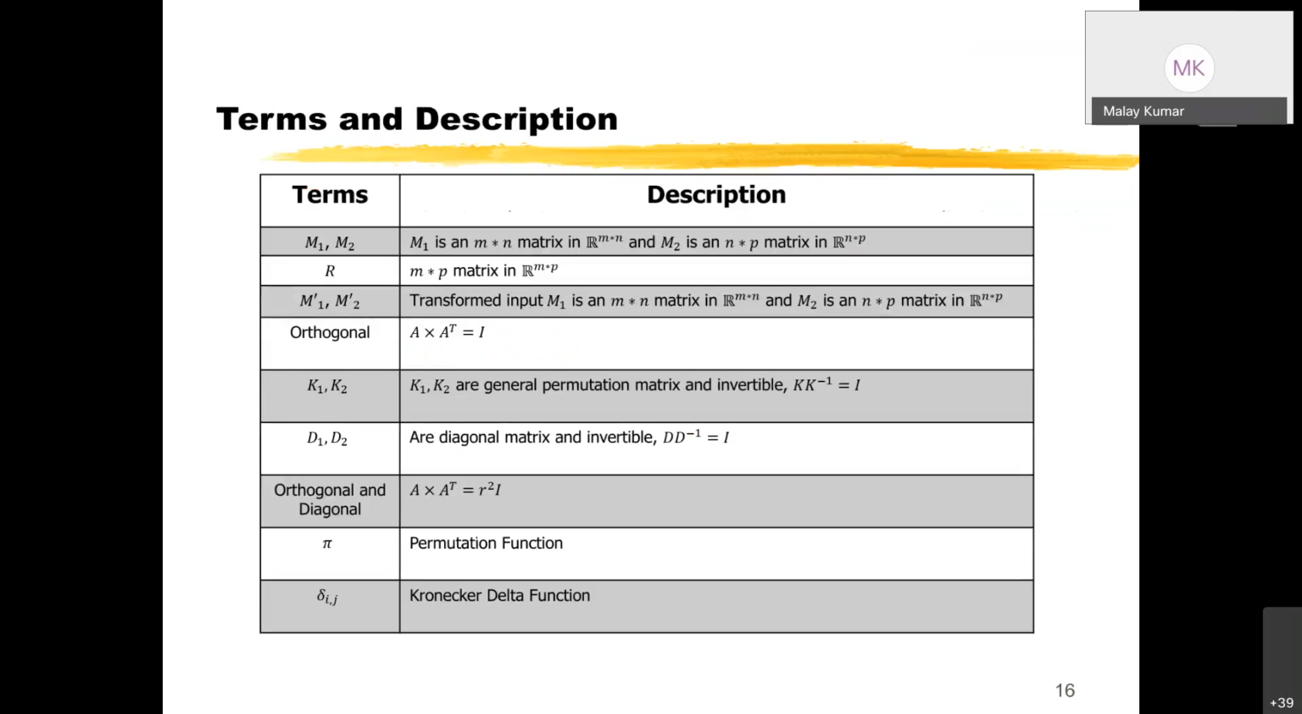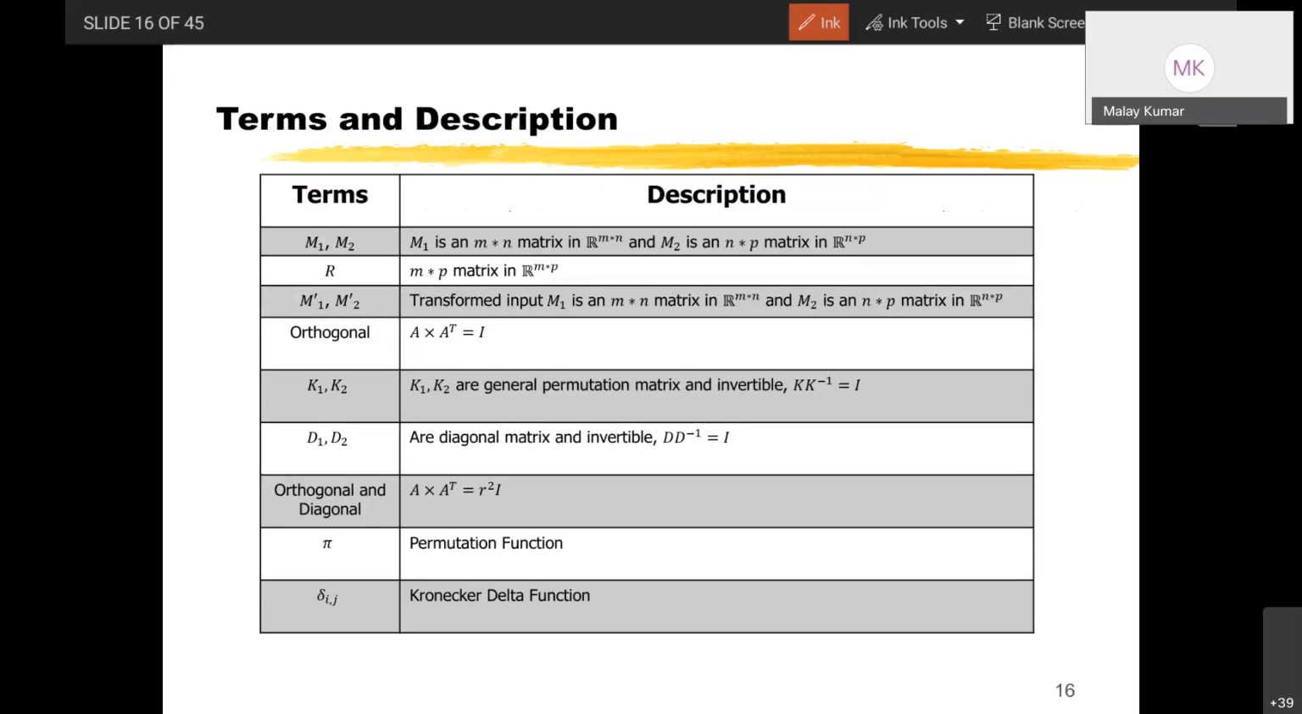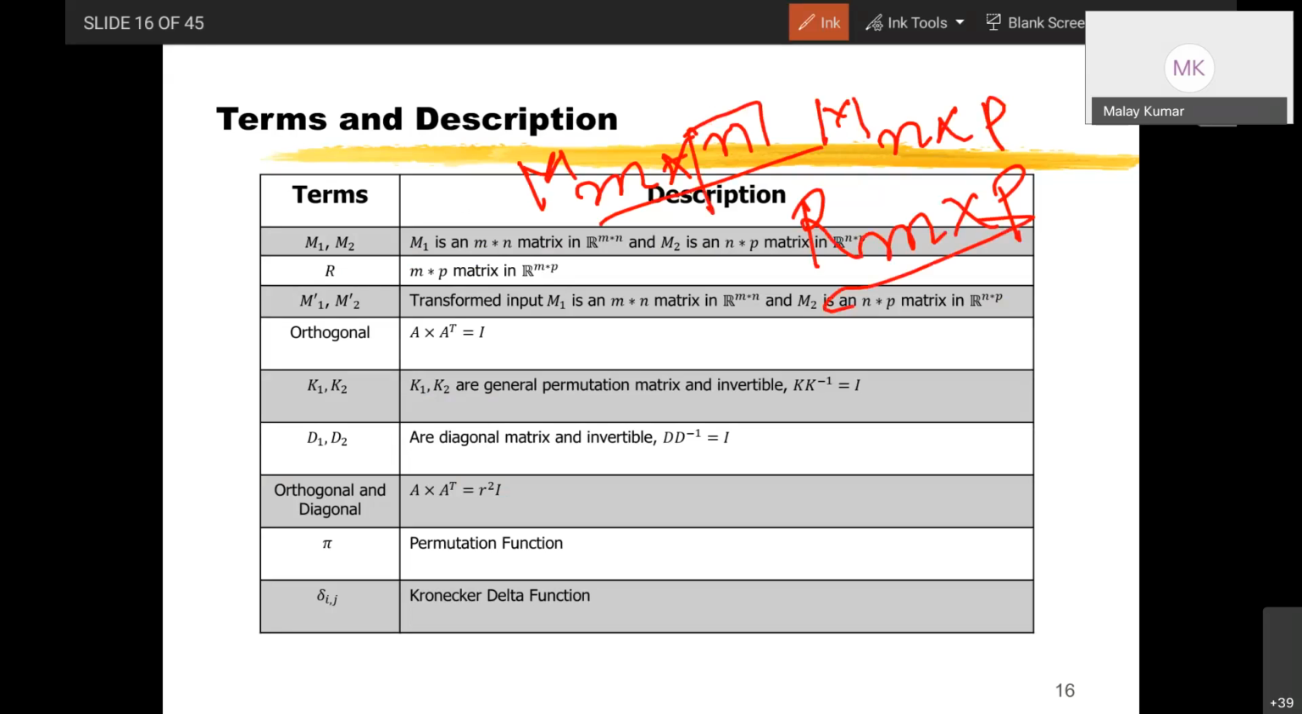As you know, if one matrix is of dimension m cross n and the other matrix is of dimension n cross p, then when you combine both of these, the n is cancelled out or consumed during the multiplication. So the final resultant matrix will be m cross p.